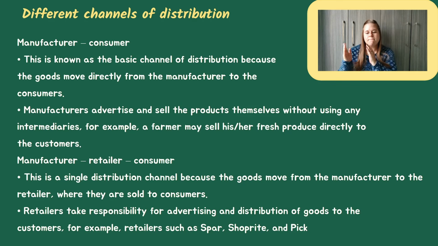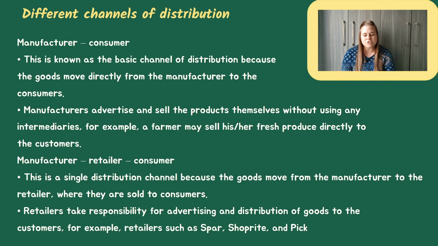Okay, manufacturer to consumer. This is known as the basic channel of distribution because the goods move directly from the manufacturer all the way to the consumer. Manufacturers advertise and sell the products themselves without using any intermediaries. So for example, if a farmer is selling his fresh produce directly to the customer, that is direct distribution, manufacturer to consumer. Manufacturer, retailer, consumer.